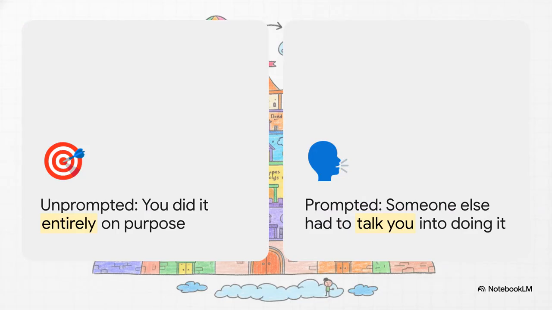And the final variable is action. Was this greedy action unprompted? Meaning you had the natural impulse completely on your own. Nobody had to convince you to want the thing. Or was it prompted? This happens when a friend nudges you and says, "Hey, let's skip work and go to the beach." Or a really clever, targeted ad convinces you to buy something you didn't even know you wanted 5 minutes ago.